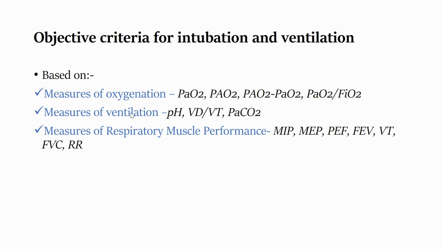There are measures of ventilation, which really use pH, the dead space tidal volume ratio, and the PaCO2 level. And there are also measures of respiratory muscle performance, especially useful for neuromuscular disorders. You can also use them to assess the readiness of the patient for weaning: are the respiratory muscles working fine, or does the patient have critical illness-induced myopathy? All these things can be assessed by using the measures of respiratory muscle performance.